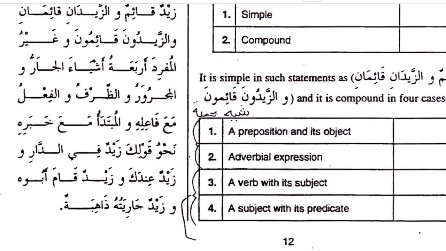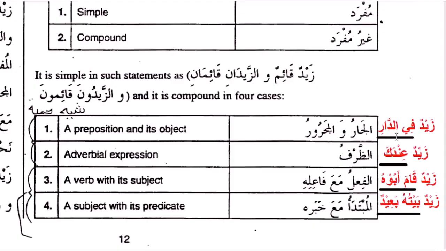Al-Jar wal-Majrur. Look at here, Zaydun fiddar. The one underlined in black, fiddar, you can see it is jar. The fi is a harful jar. Then the next one following it is a majrur. Mostly when a harful jar comes, the noun that comes after it will be majrur. So jar wa majrur, I hope that is clear. Even though it is a khabar, it is jar wa majrur: harful jar and then majrur. I hope that is clear.